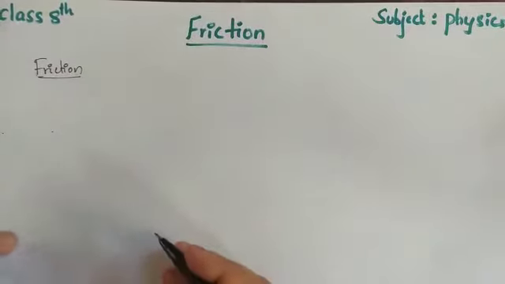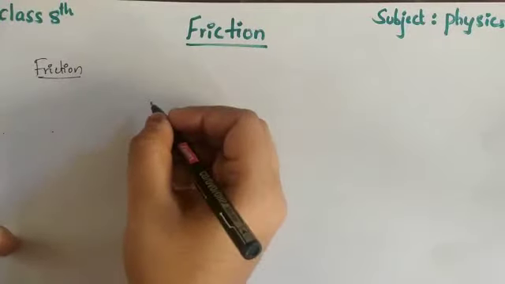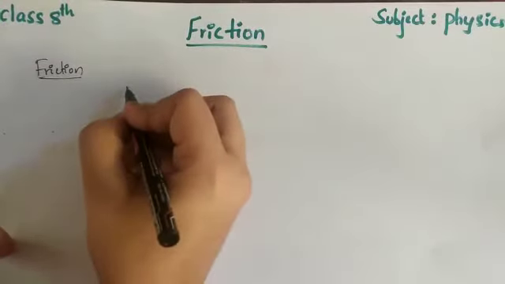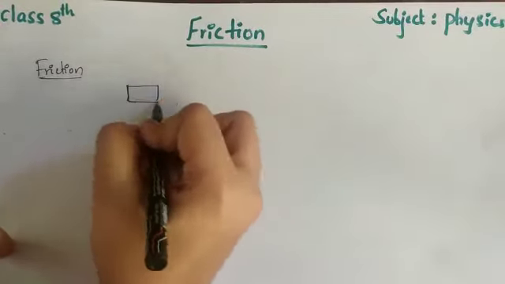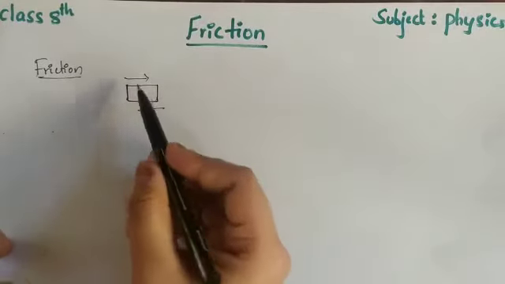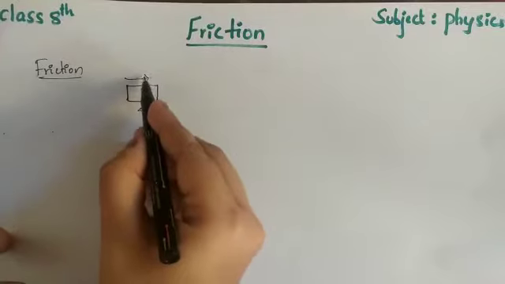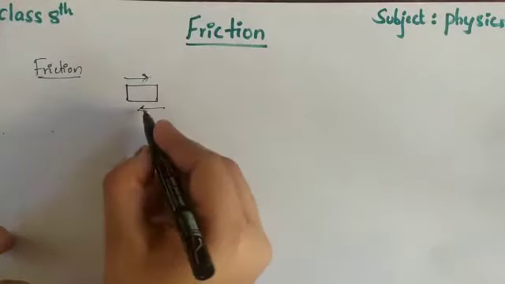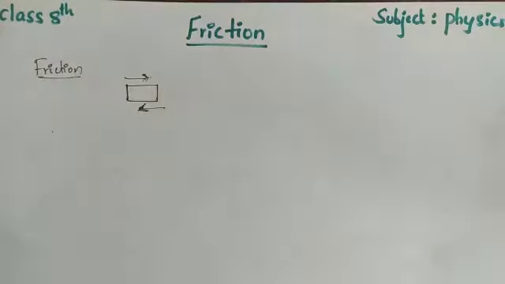Friction is the force which opposes the direction of motion of an object. For example, if this object is moving in this direction, the frictional force will act opposite to the direction of motion. The force is applied in this direction and the frictional force acts in the opposite direction, equal in magnitude.